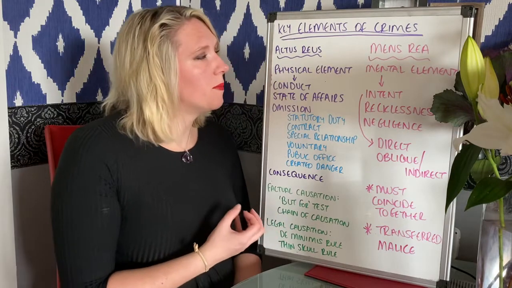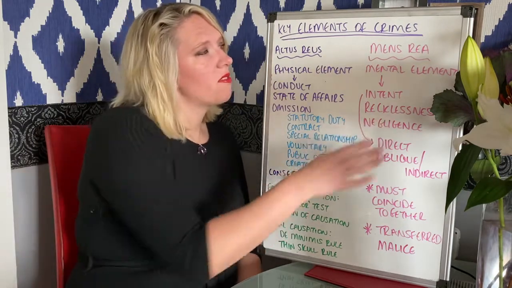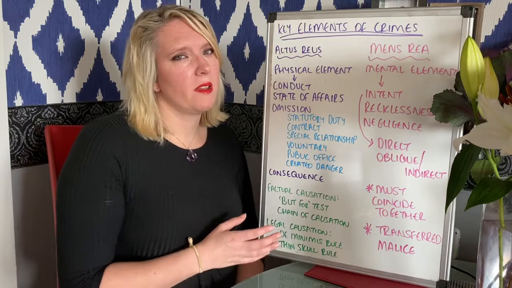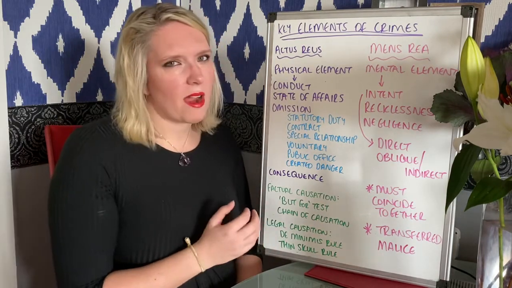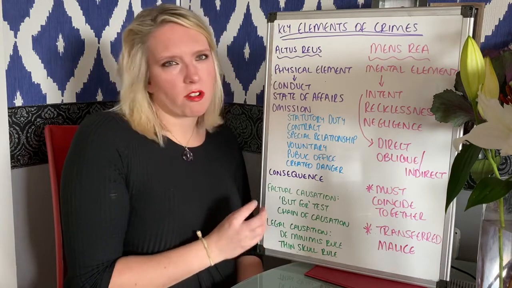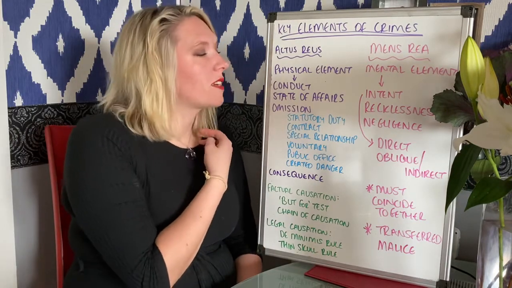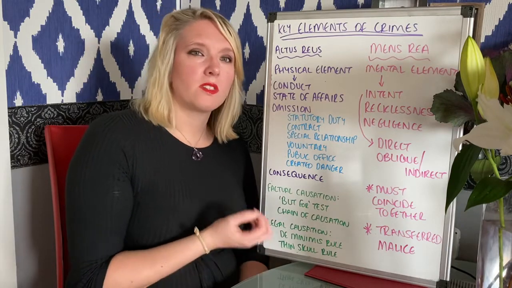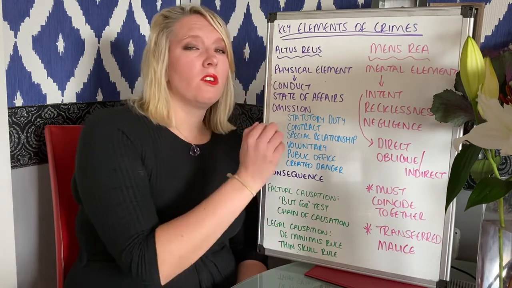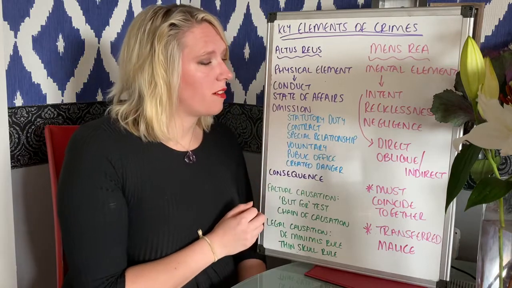So we need to show that the defendant actually acted wrongly, caused a wrongful consequence, or failed to act when they should have. At the same time as that, they had to have what we call the mens rea, the mental element. Now, the mens rea that is required for the crime will differ depending on what crime they are charged with. So for example, for murder, only intent will do. You must have intended to cause death or serious injury.